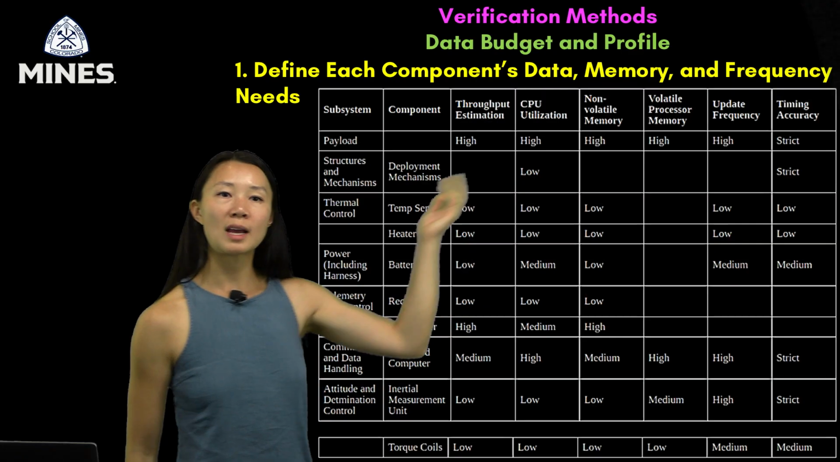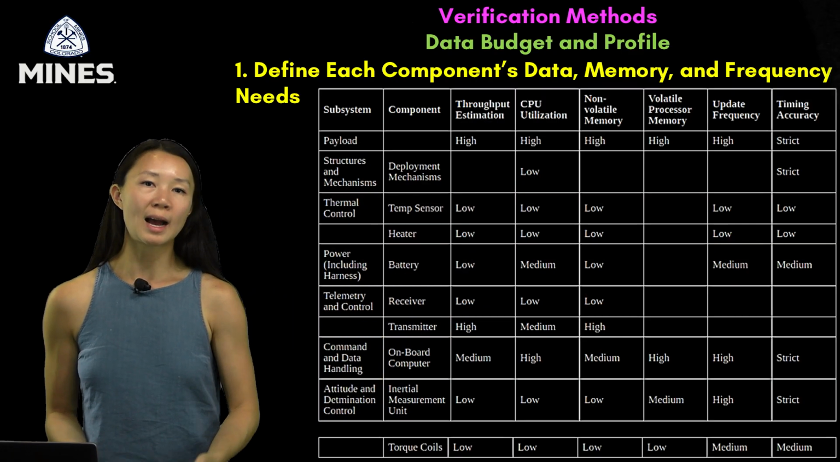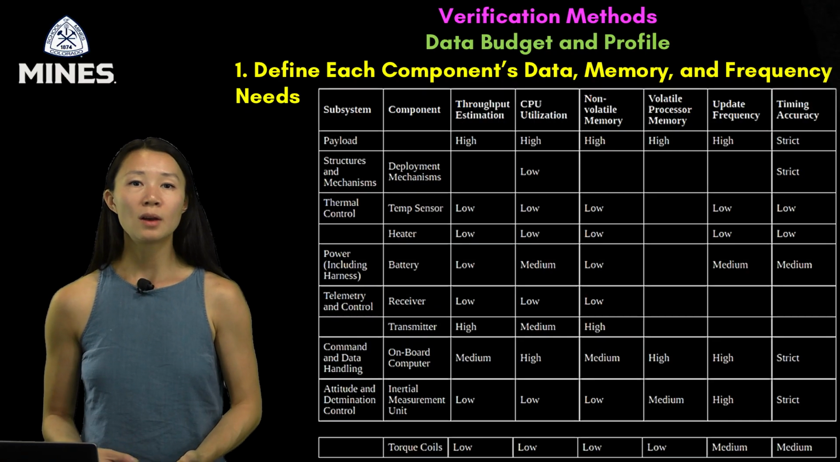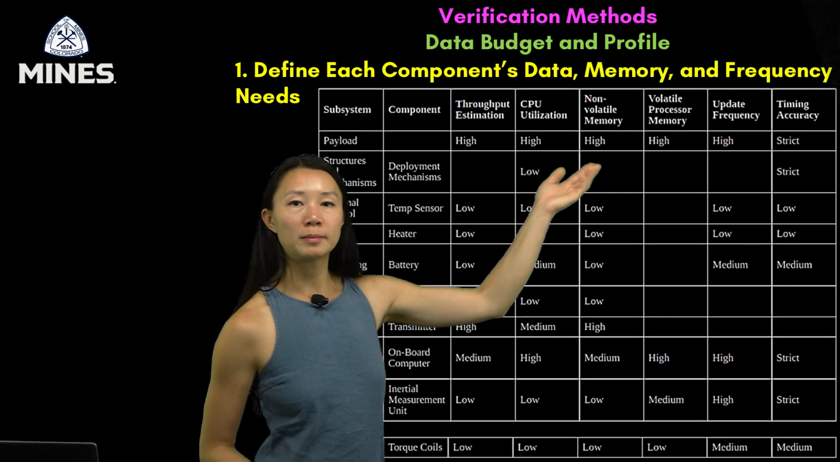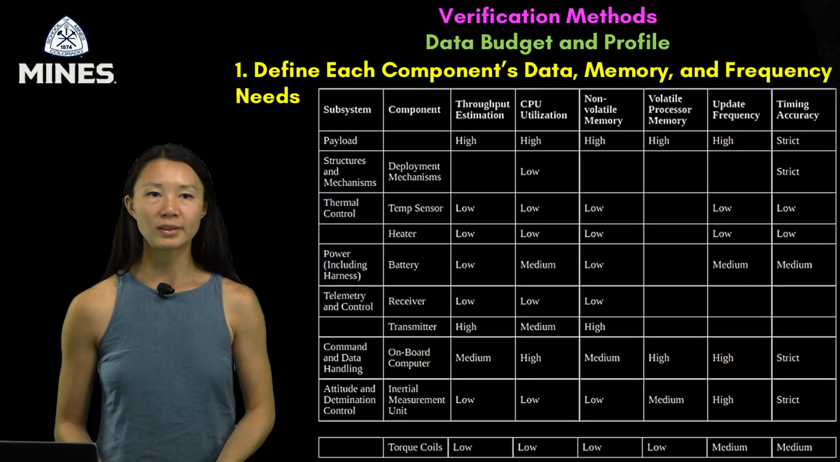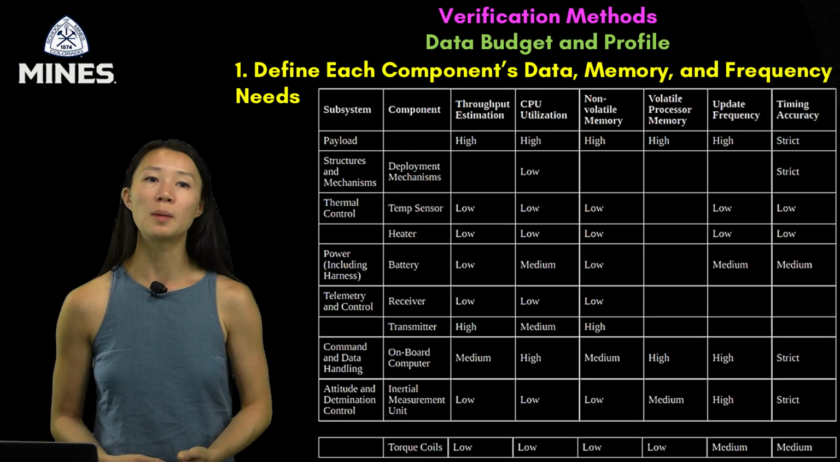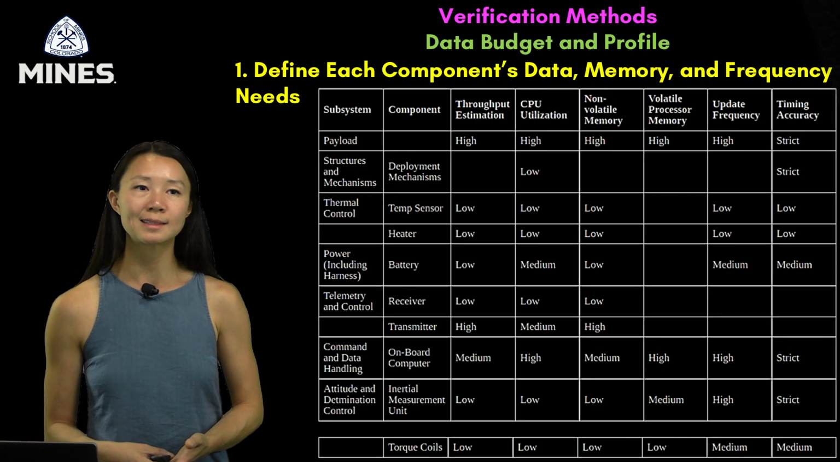CPU utilization estimates how much processing time the component needs. If too many high CPU components are running at once, we may exceed the capacity of the onboard computer. Non-volatile memory refers to long-term storage needs, things like firmware, logs, and saved data. High values here may push you towards larger flash modules or radiation-tolerant SSDs.